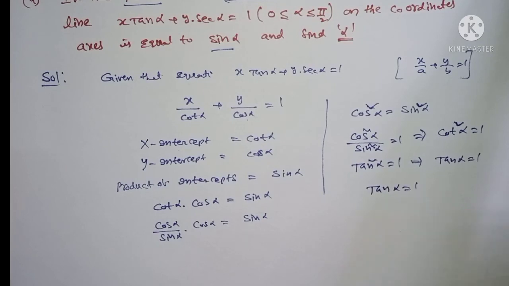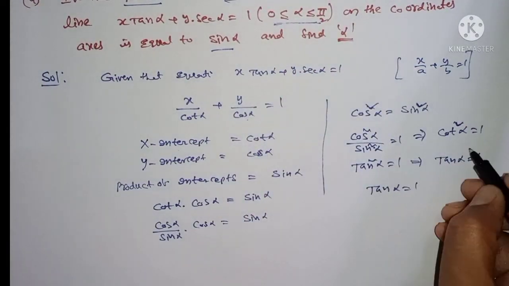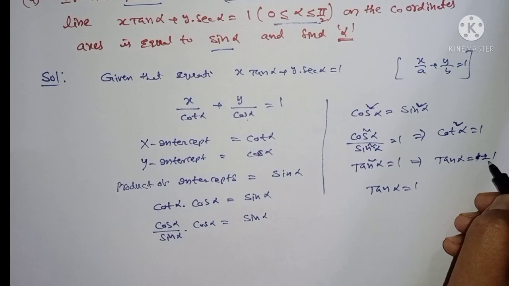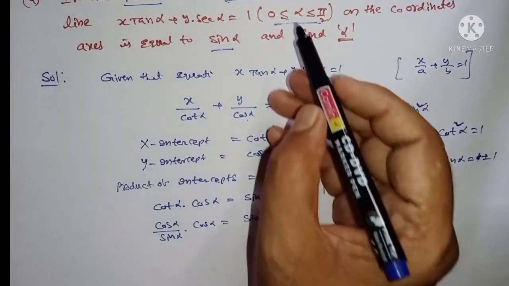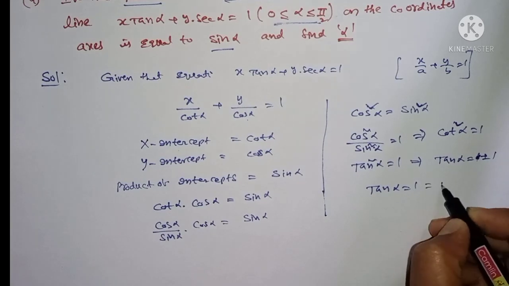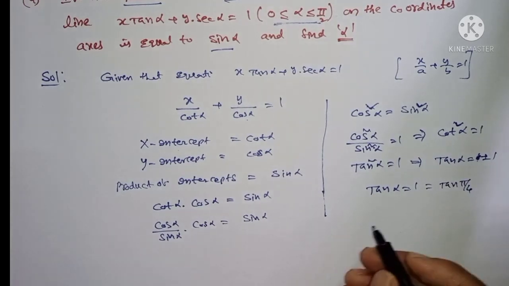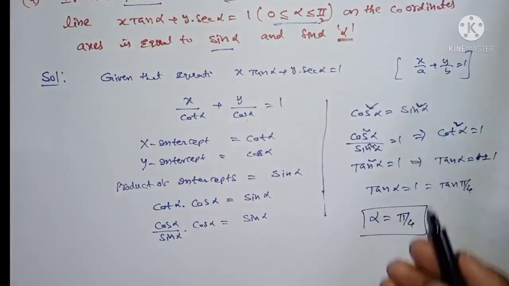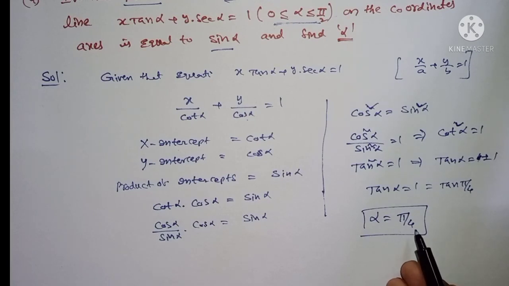What did you get here? Tan alpha is equal to plus or minus 1, but you take the plus value, because alpha is in the first quadrant. Tan square alpha is equal to 1, but tan alpha is equal to plus or minus 1. I am taking tan alpha equal to 1 only, because alpha is between 0 and pi by 2, that is the first quadrant. In the first quadrant it is positive only. Therefore, tan alpha is equal to 1, that is equal to tan pi by 4. Therefore, alpha is equal to how much? Pi by 4. You are asked for the alpha value, that is the angle only. Alpha is equal to pi by 4. This is how we find the alpha. Okay.